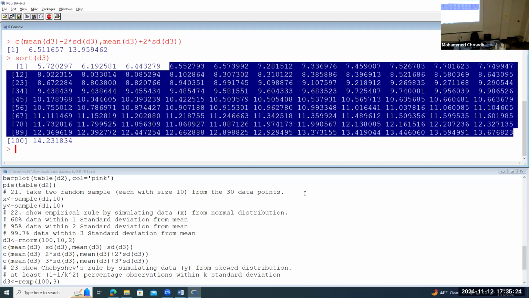6.511657 and 13.959462. Now these 100 numbers I sorted in ascending order. I want to see how many of them fall between these two numbers. I saw 96 of them fall between these two numbers. So our claim is approximately right, almost right. Our claim was 95%, but here 96%. Okay.